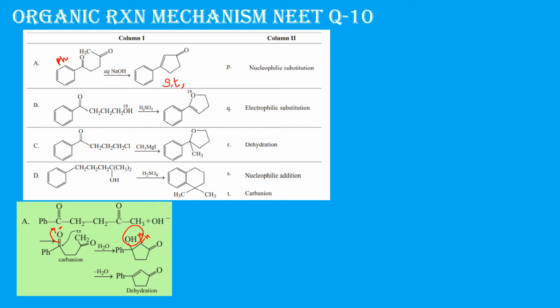This H will come here, so a double bond will form here. So what is the dehydration? Dehydration is R. So what all is happening here? S, T and R. Three things are happening in this reaction.